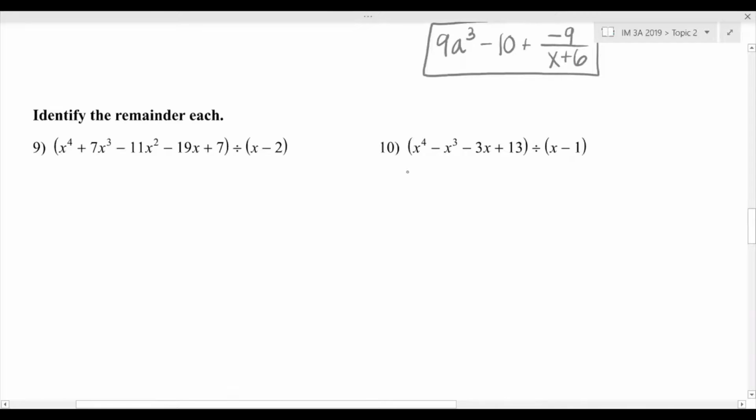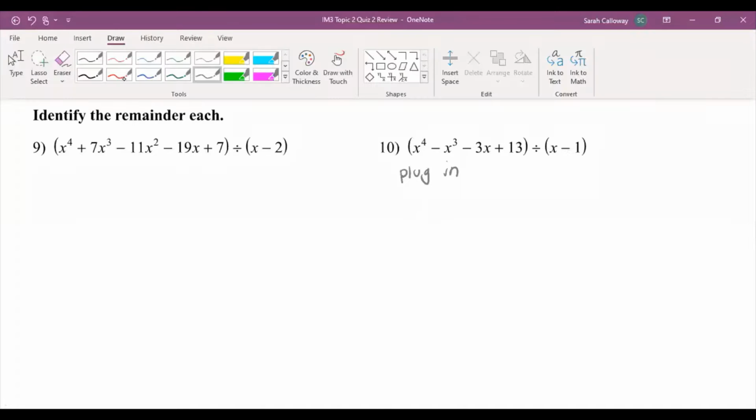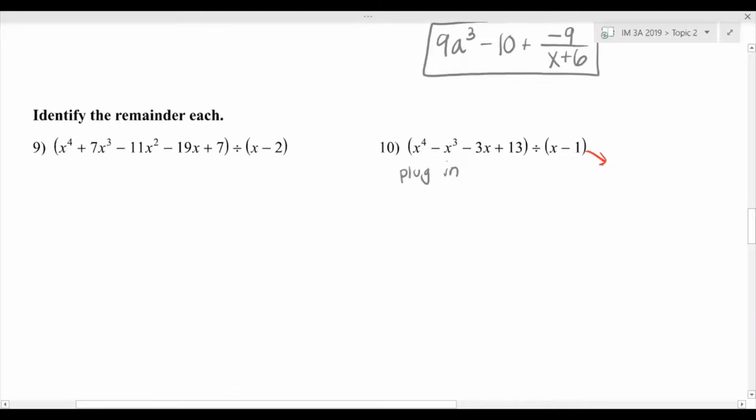The remainder theorem states that what I can do instead is plug in the 0. So if I'm looking at this, if I were plugging into the equation, the 0 of this would be x equals 1. Okay, so if I plug 1 into the equation, that'll give me the value for the 0.